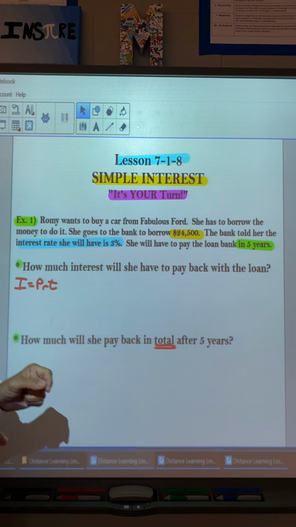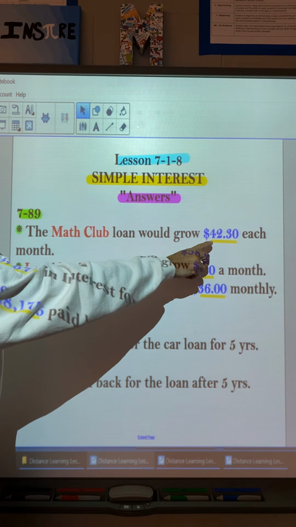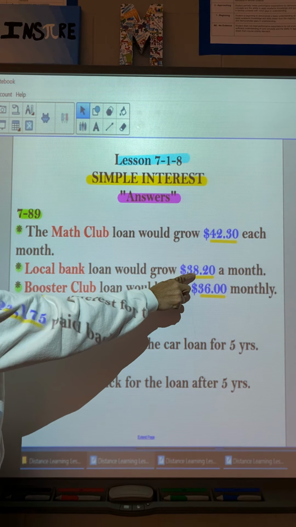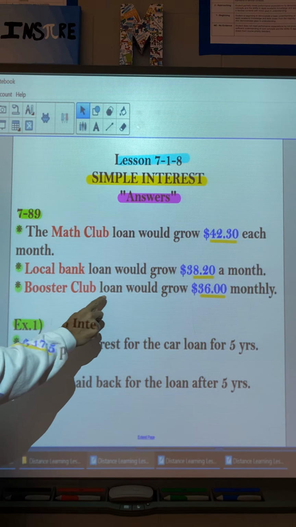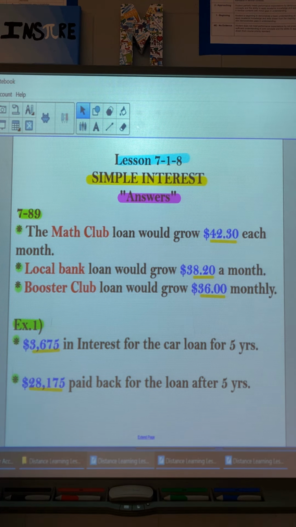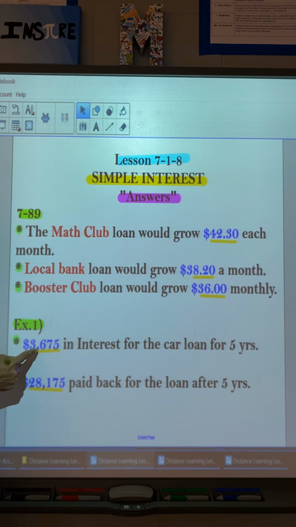Oh, you're back, okay. So here are your answers. The math club you should have gotten is going to grow $42.30 each month. The local bank would be $38.20 a month, and the booster club would be $36. So the booster club's the best place to go. And then you should have gotten $3,675 for interest on that car loan for 5 years. That's what Romy's going to owe in interest after 5 years. And then if you add that to her original loan, she's going to owe $28,175.